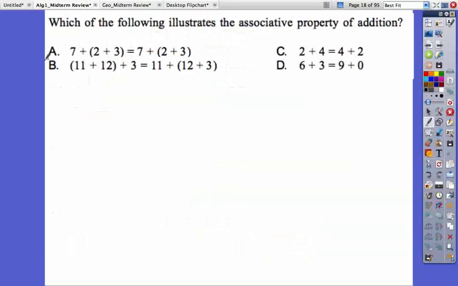Associative property, you should choose B. My parentheses move what it's associating together.